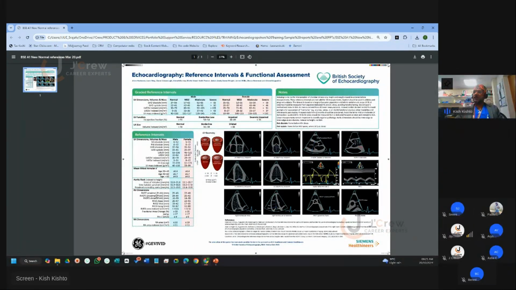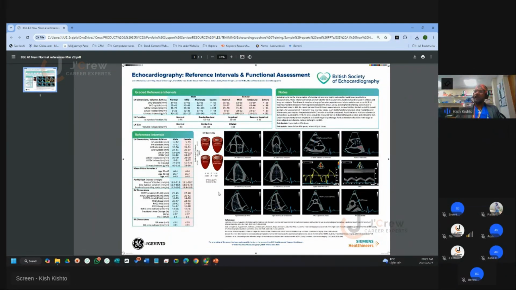Then we have the RV dimension. Again, with the minimum data set, as we can see here, we measured the base, mid, and longitudinal, and the RVOT, and the TAPSE and S prime. RA, like I said yesterday, anything less than 11 is normal. All indexed. So this image here tells you roughly what you need to do, what you don't need to do, and all the key measurements that you have to do.